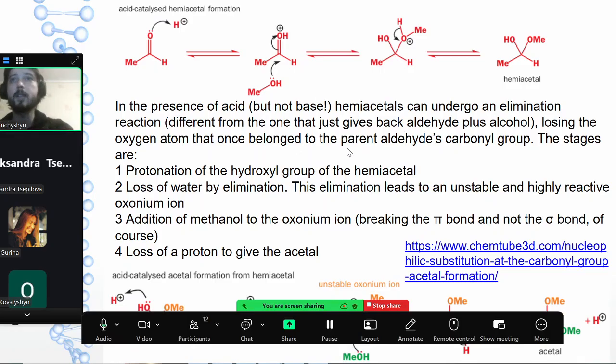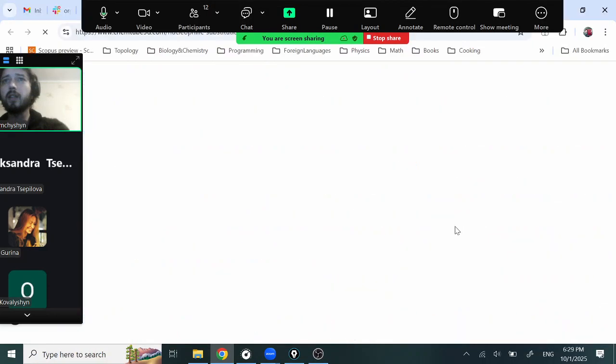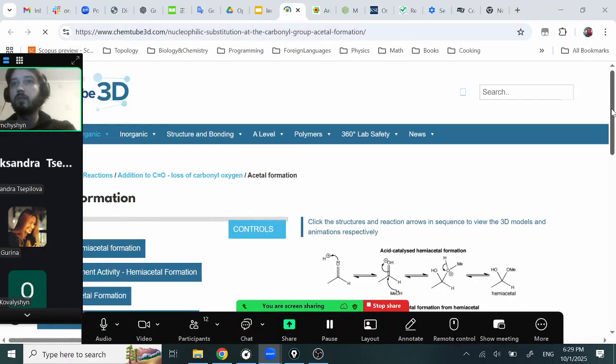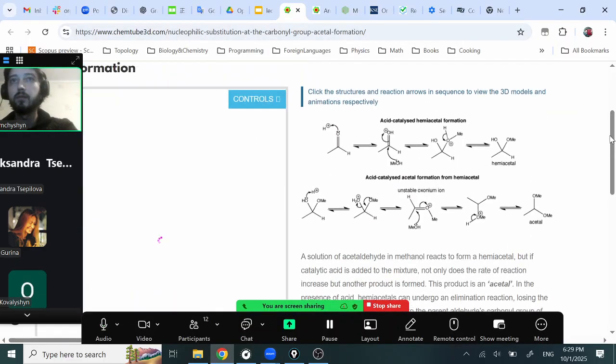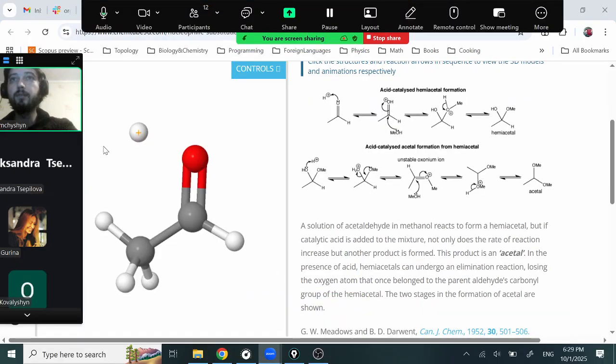Here is one more quite complicated reaction that goes, let's say, to the hemiacetal. I'm not sure if we will consider that. How much time do we have? Okay, let me show you it in 3D, and we call it a day. Here it is.